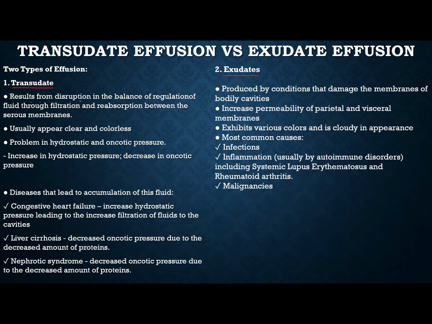A transudate class results from the disruption in the balance of regulation of fluid through filtration and reabsorption between the serous membrane. Usually, the fluid would appear clear and colorless. The problem is in the hydrostatic and oncotic pressure. There would be an increase in hydrostatic pressure, decrease in oncotic pressure. Now, what are the diseases that lead to this type of effusion or transudate effusion? We have your congestive heart failure, increased hydrostatic pressure. We have your liver cirrhosis, decreased oncotic pressure. Then we have your nephrotic syndrome, which would also cause decreased oncotic pressure.